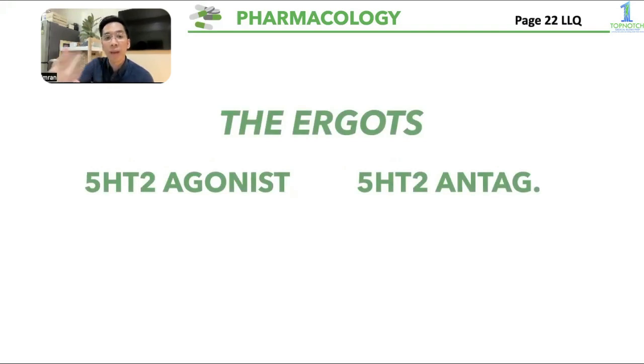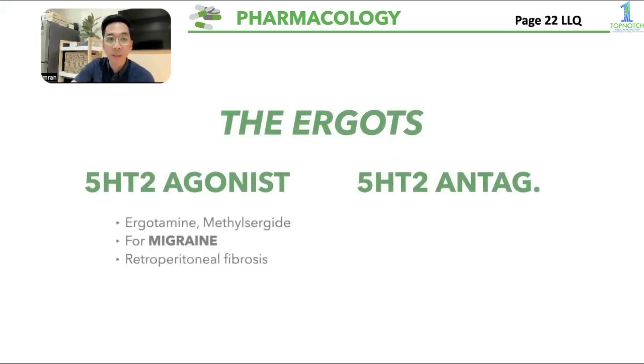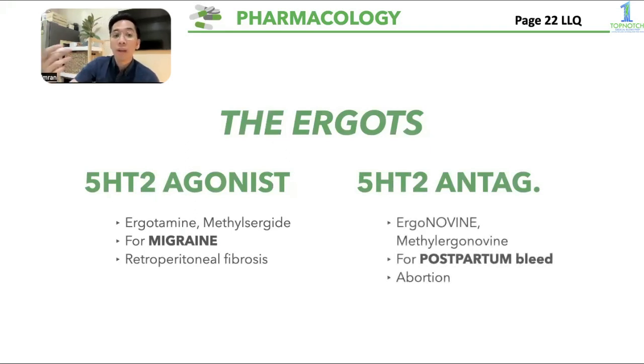Okay, next, we have the ergot alkaloids. This was mentioned earlier. Ergotamine is for migraine. It can cause retroperitoneal fibrosis. While your antagonist, we have your ergonovine.